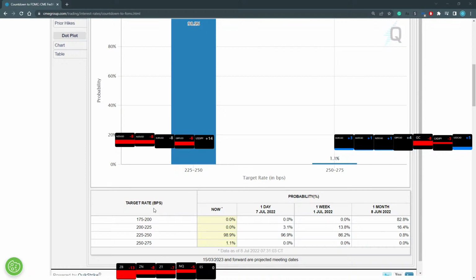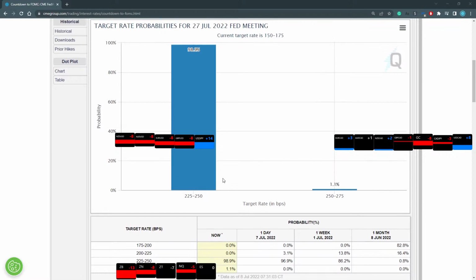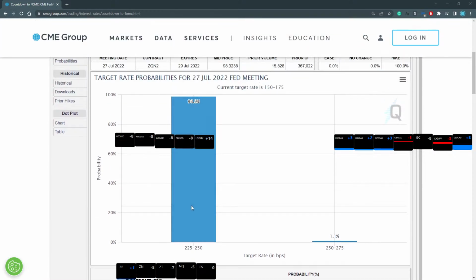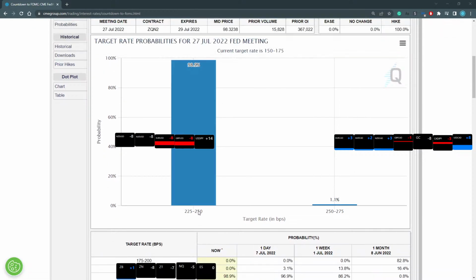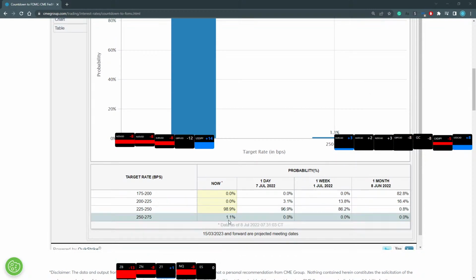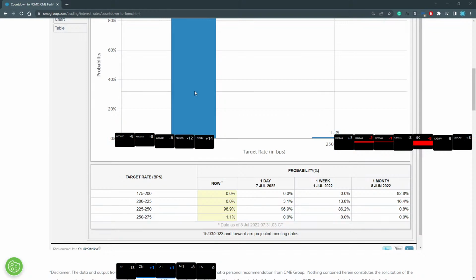Okay, so the current rate, of course, is 1.75%, then they're looking for a 75 basis point hike at the next meeting. So they're looking for that rate to go to 2.5% at the July meeting there, right? So there's now a 98.9% chance of that happening, and a 1.1% chance of a 100 basis point hike happening.